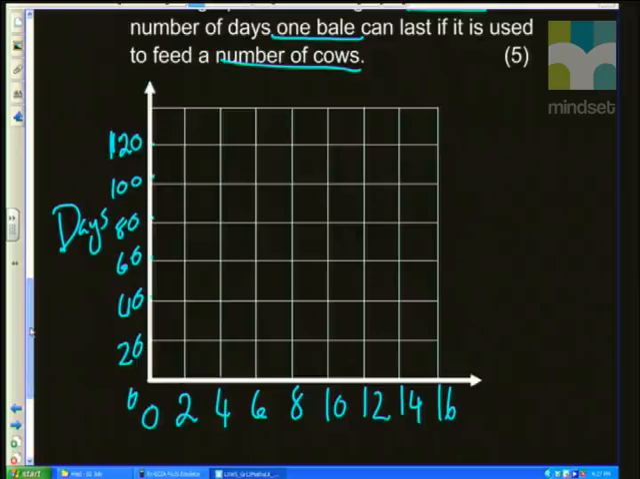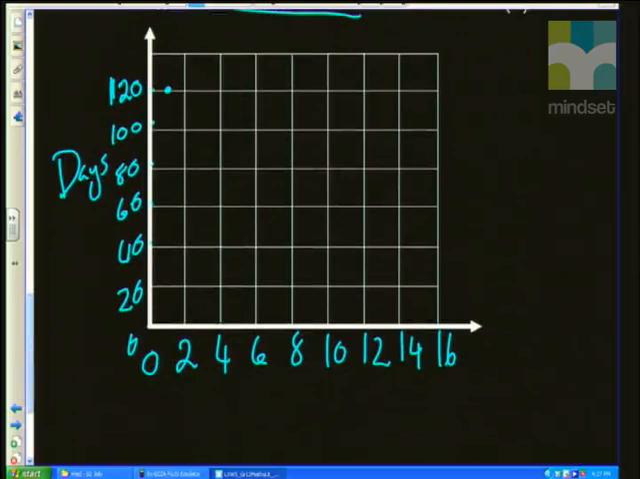So if one cow ate the hay, it would take 120 days. If there were two cows, they would take 60. If there were four cows, now look at this. It's going to go down. Four times what is going to give me 120? Four times 30 is going to give me 120. And if I went six times what is going to give me 120? Six times 20 will give me 120. And if I go to 12, I'd recognize that 12 times 10.